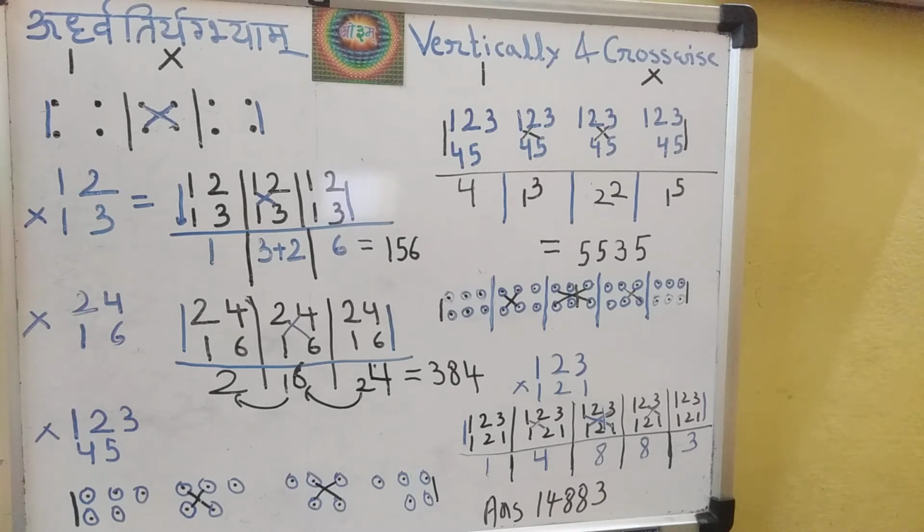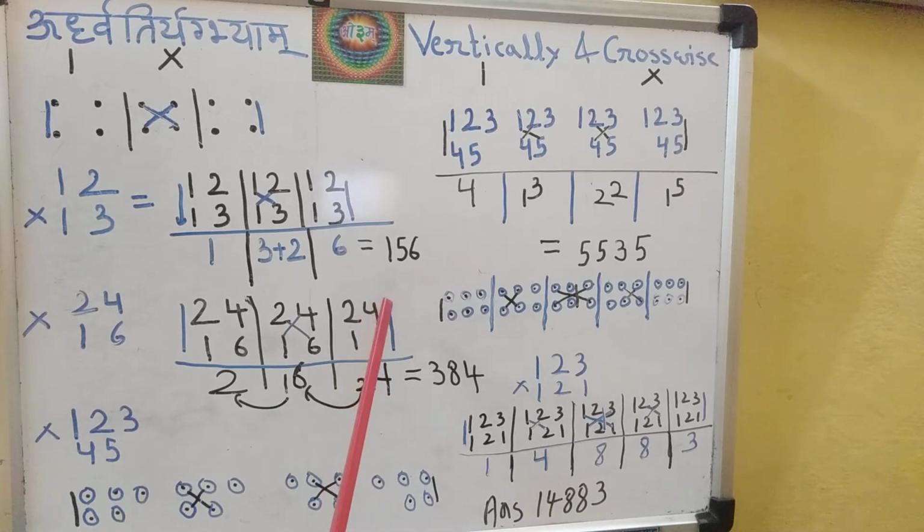We take one more example to better understand the process. 24 into 16. First we multiply the tens place digits vertically, 2 into 1 is 2. Then 2 into 6 is 12, plus 1 into 4 is 4. 12 plus 4 is 16. So we drop 6 and carry 1.